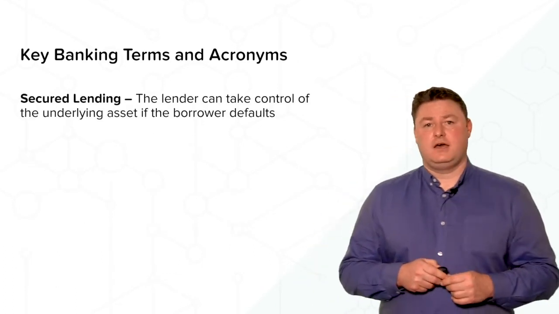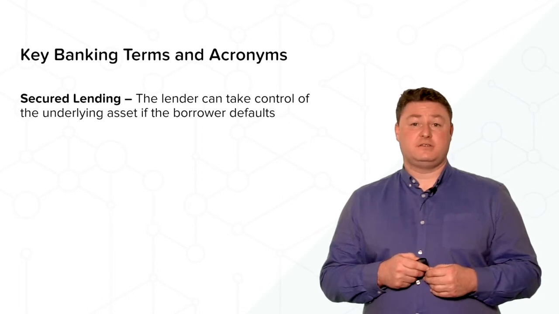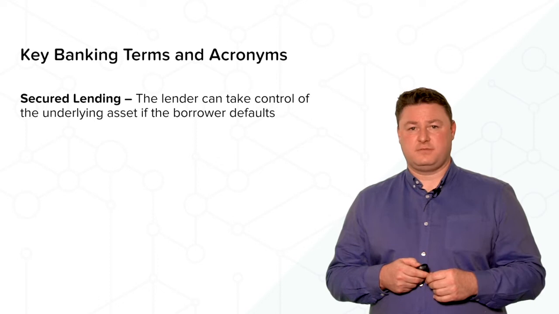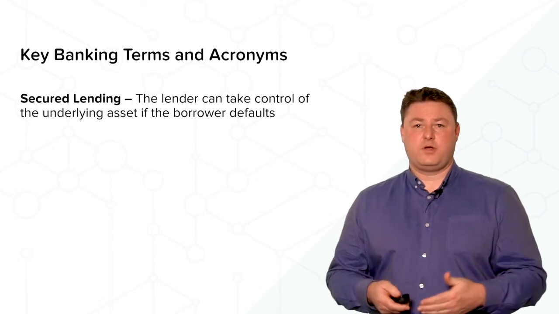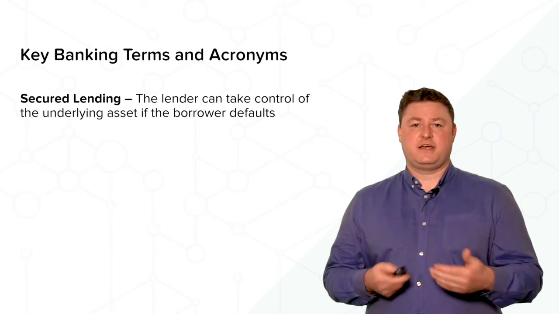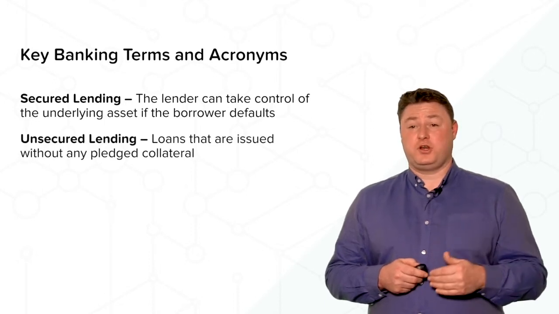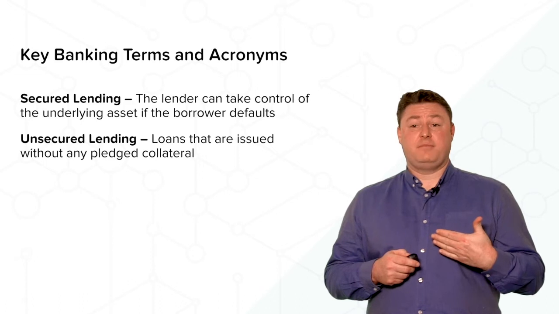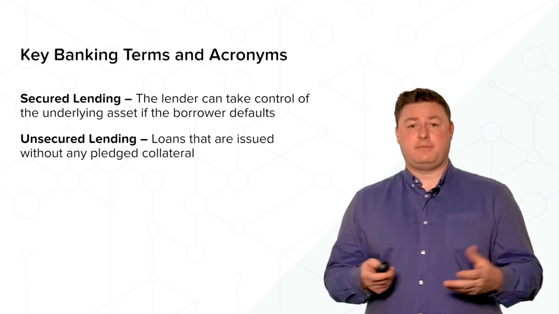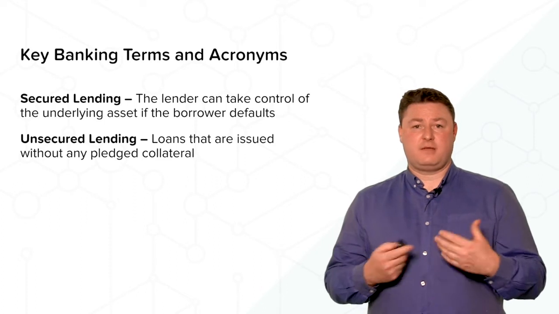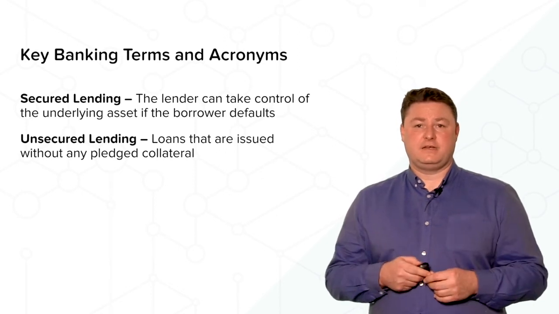Okay, secured lending. This is basically whereby the lender takes control of an asset if the borrower defaults. A typical secured loan might be your mortgage, whereby you're taking out a loan and putting the property up as security. So if you don't pay your mortgage, the bank can take back that asset. Your loan is secured against an underlying asset. Whereas with an unsecured loan, the lender is lending money and the borrower is not pledging any specific assets that can be repossessed or taken charge of if the borrower doesn't repay the lender. So that's an unsecured loan.